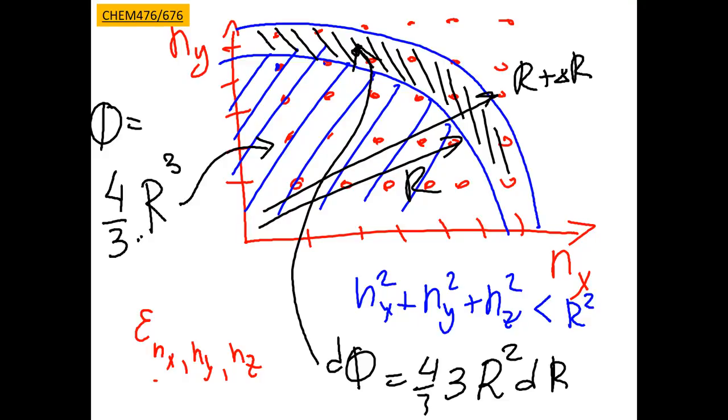So the prefactor 4/3 is from high school geometry. R stays here, 3 from calculus, and 2 from calculus, times delta R. Okay. What is it? How can you interpret it? Too early? Let me add one line more and then ask my question once again. So the question is, what is it? How do you interpret it?